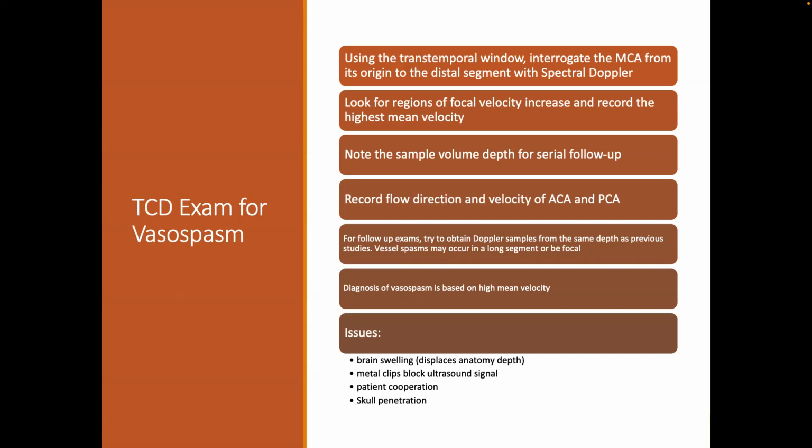Sometimes there's metal clips that are used to clamp off the aneurysm. That can block the signal. You may have an uncooperative patient, which is likely with some sort of trauma like this. And also, you may or may not be able to penetrate the skull just based on how thick the skull is.